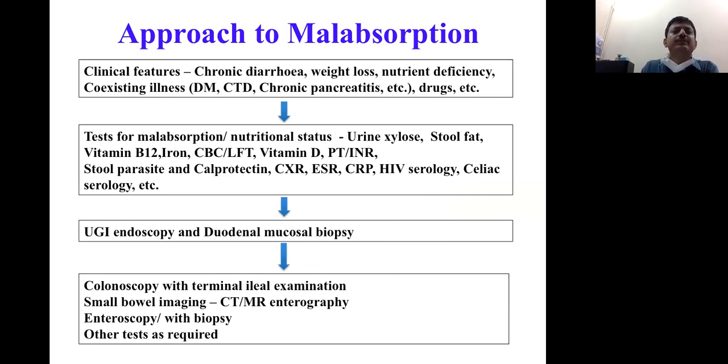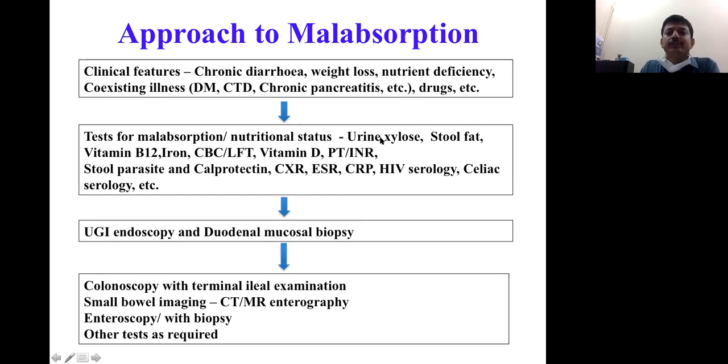It always begins with a good clinical evaluation, which means history, examination, including general examination, nutritional assessment, etc. Patients often come with diarrhea, weight loss, nutrient deficiency. Diarrhea is not always present, but it is a prominent feature. Also look for coexisting illnesses, use of drugs, etc. After the clinical evaluation, move on to investigation, which includes testing for malabsorption as well as nutritional status.